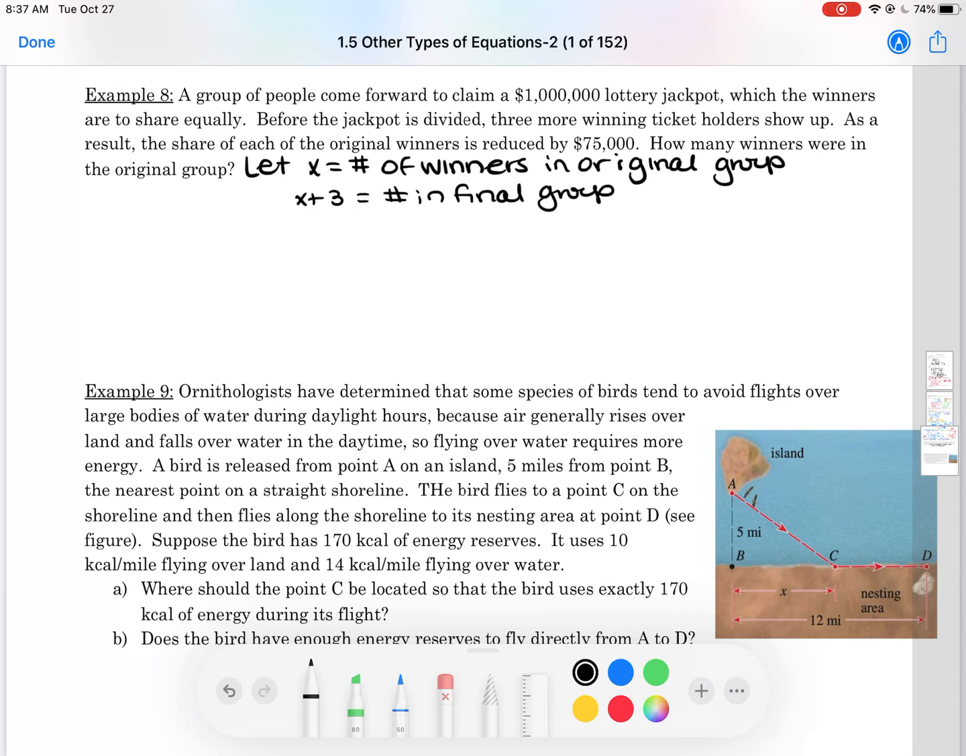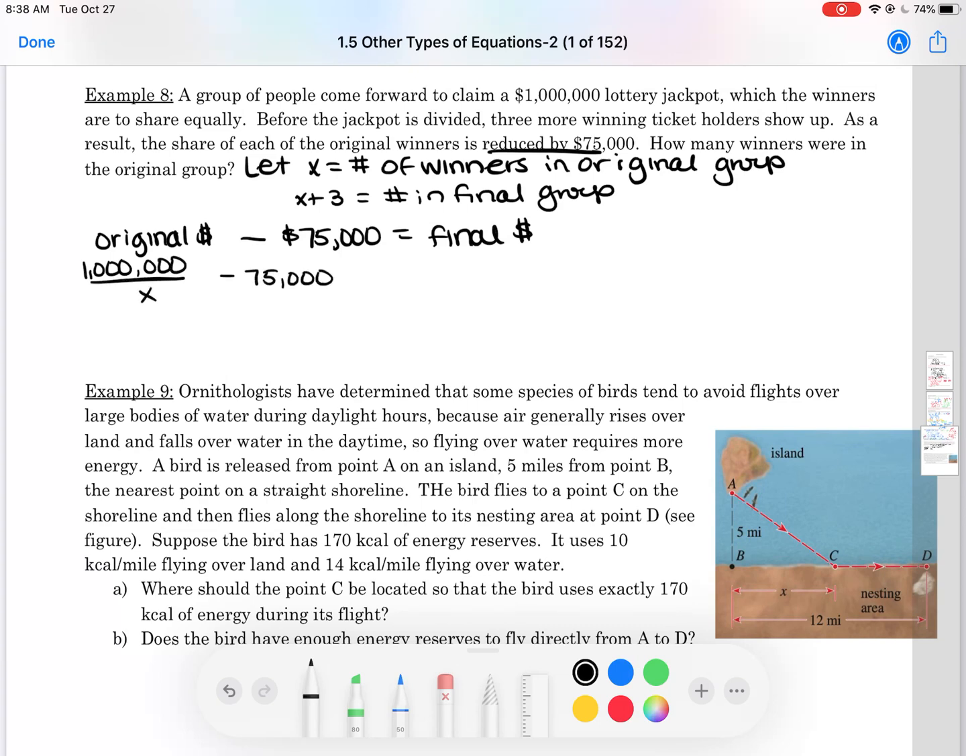We also know that originally there was $1 million and it's getting divided amongst x people. And now our million is instead divided amongst x plus 3 people. So if we take the original winning minus that reduction of $75,000, that should equal the final winning amount of money that each person's going to receive. So that original is $1 million divided amongst x people, minus $75,000. And that's going to equal $1 million divided amongst x plus 3 people.